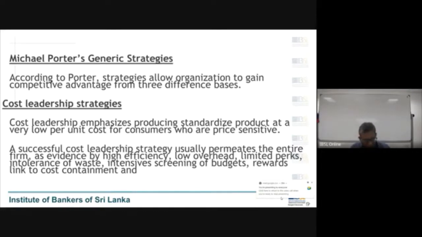I think I have done this Michael Porter strategies, right? Michael Porter strategies, the cost leadership strategy, and the BCG strategy, and all things I think I have covered. So these are the business expansion strategies which I discussed with you.